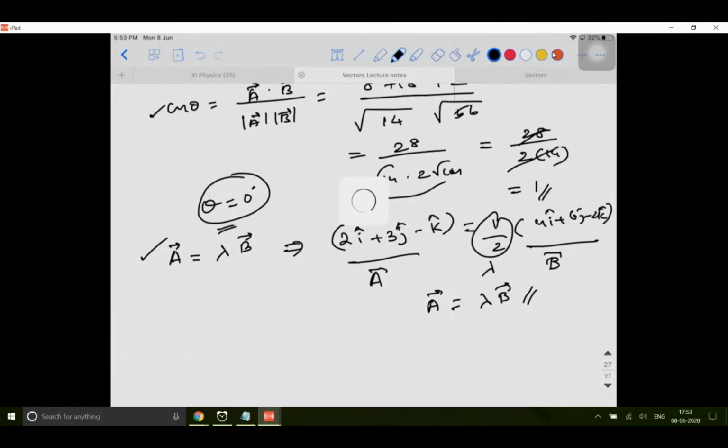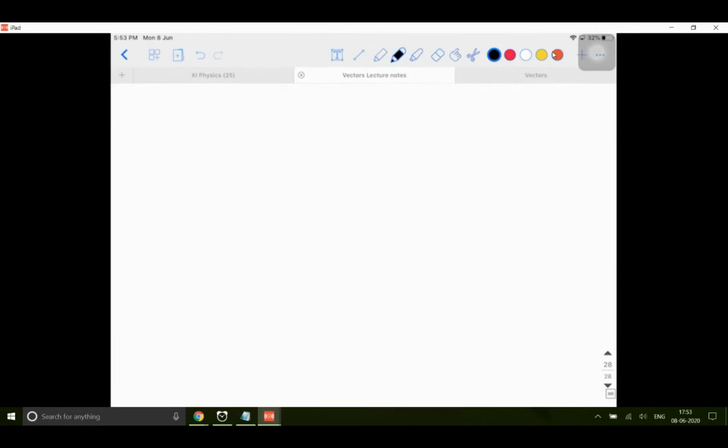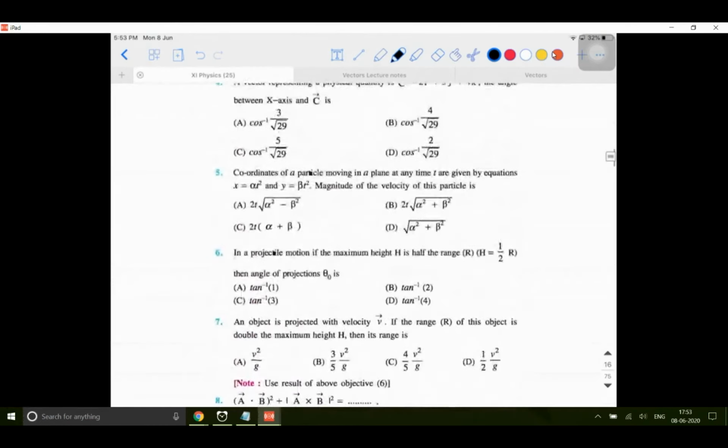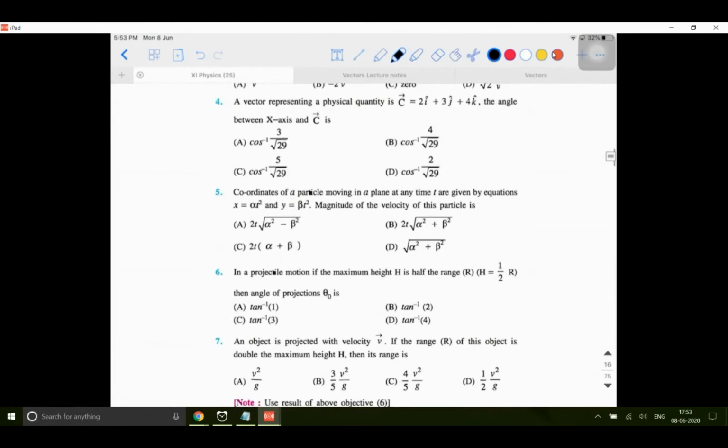We'll do one more problem. See this here. So try this. There is a vector representing some physical quantity. We don't know what it is. The vector C is equal to 2i cap plus 3j cap plus 4k cap. The angle between this vector and x-axis is how much?